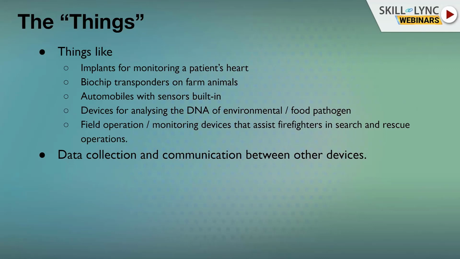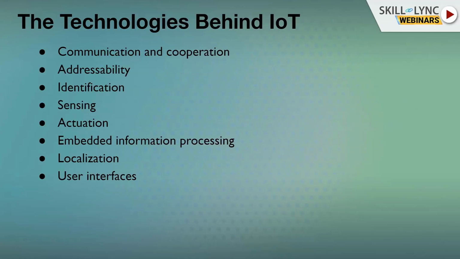So it is two aspects. One is data collection, second is data communication, and third is an application which needs to be there for addressing the concept that we are trying to solve. So we have communication and cooperation, we have addressability, we have identification, we have sensing, we have actuation, we have information processing, localization and interfaces.